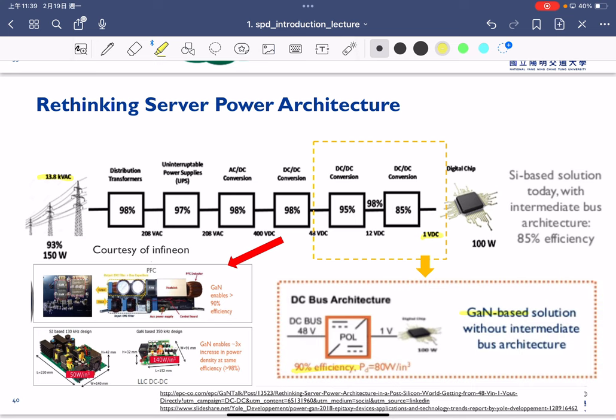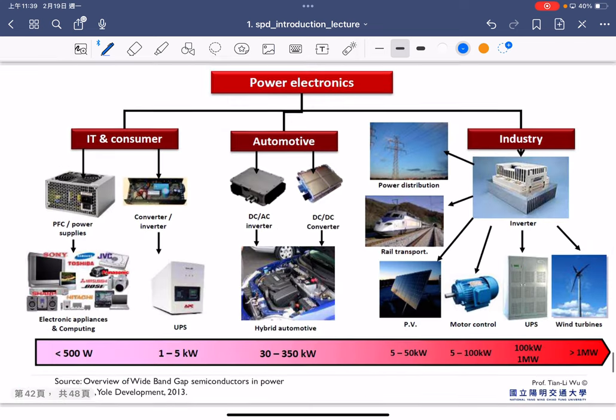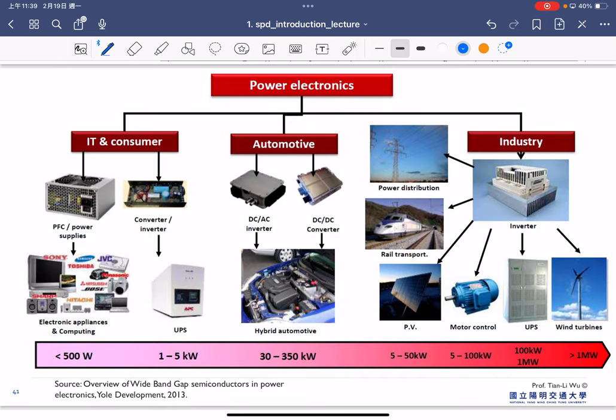And this is in the typical domain of power electronics. And that's the full landscape for power electronics, because the previous slide was just a case using the data server. However, for power electronics, we have a domain in IT consumer. We have a domain in automotive, also for industry. But overall, what we care about is the power loss and efficiency.